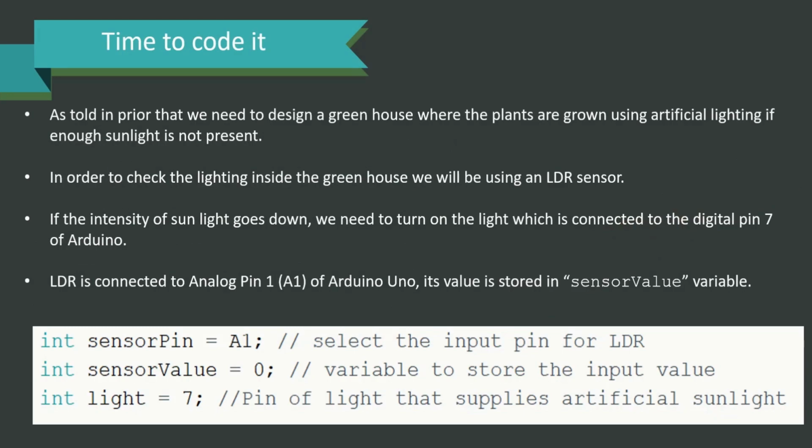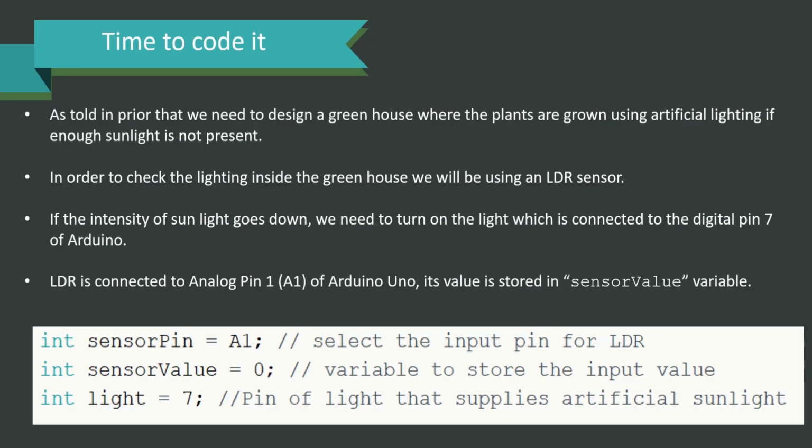It is time to code it right now. Please go through the code that is presented in front of you. As told prior, we are going to design a greenhouse. The plants are grown using artificial lighting. If enough light is not present, we need to apply light onto them so that the plants can grow better. In order to check the lighting inside the greenhouse, we will be using an LDR sensor. If the intensity of the sunlight goes down, we need to turn on the light which is connected to digital pin 7 of Arduino. LDR is connected to analog pin A1 of Arduino Uno and its value is stored in the sensor value variable. You can see all this as code right in front of you.